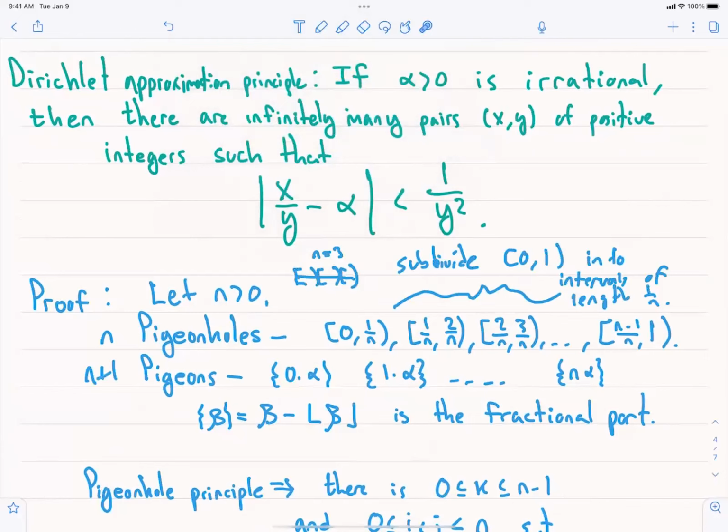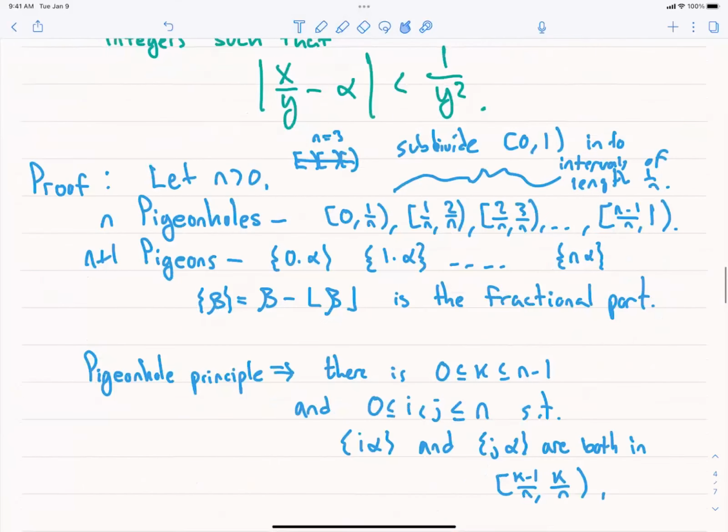So these are pigeons, and each of them goes onto the unit interval between 0 and 1. Depending on where it falls in the unit interval, it falls in one of my subintervals, so into one of my pigeonholes. Since I have n plus 1 of these pigeons and only n holes, one of these small intervals of length 1 over n picks up 2 of these numbers, 2 of these fractional parts. And using that, I'm going to get a good approximation of alpha.